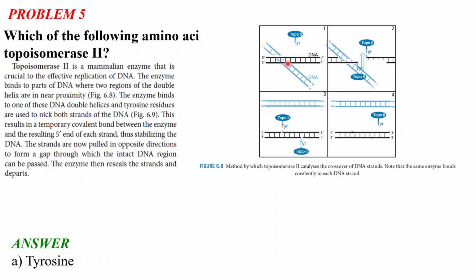So basically, what is the role of topoisomerase 2? Topoisomerase 2 catalyzes the crossover of the DNA strands. The same enzyme binds covalently to each DNA strand. So this is one DNA and this is another DNA strand. This is the case when there is DNA replication, so there is supercoiling of the two different DNA strands. How is this supercoiling relaxed by topoisomerase? It has a tyrosine amino acid, and with it, it binds to the two strands of the DNA and then breaks the two strands, creating a gap through which the intact DNA can pass. As you can see here, this is one DNA strand, and topoisomerase 2 is binding with each strand and nicking it at a position, and then a gap is created through which the intact DNA strand can pass. After doing it, this enzyme reseals the nicks which it has created, and then it leaves. So that is how DNA topoisomerase 2 works.